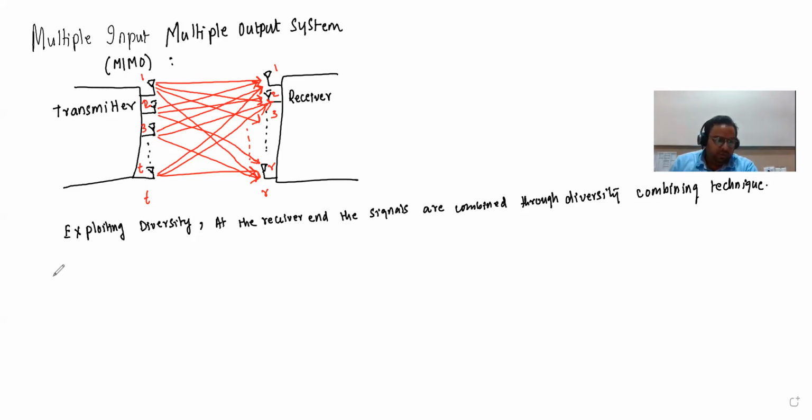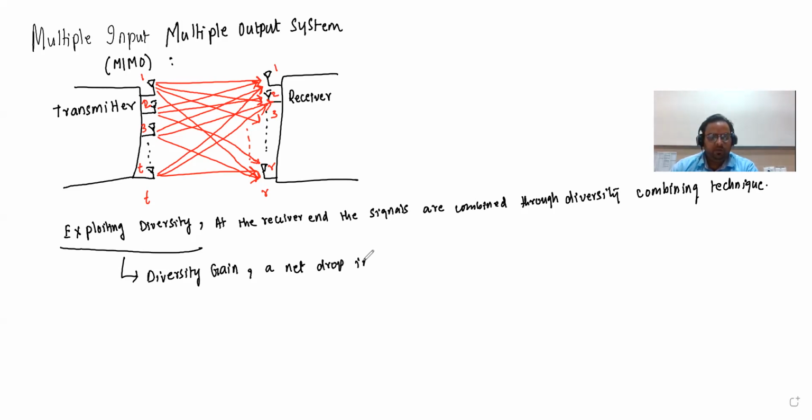This is the multiple input, multiple output system that we are discussing. When multiple transmit antennas transmit to multiple receive antennas, it leads to diversity gain and a net decrease in the bit error rate of the wireless communication system. As a result of exploiting the diversity, we achieve diversity gain and a net drop in the bit error rate.